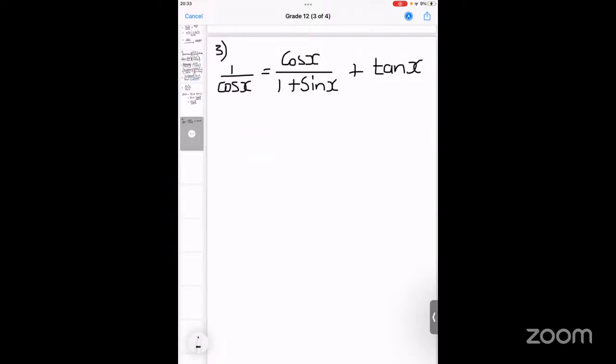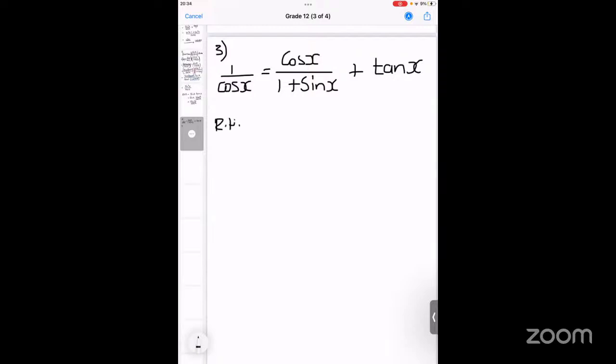I might be a little bit stuck, but it's because of the LCD, sir. I'm not quite sure if the stage where I cancelled the 1 plus sine x was the right stage, and it just threw off the whole calculation. So I'm not quite sure where I went wrong, sir.